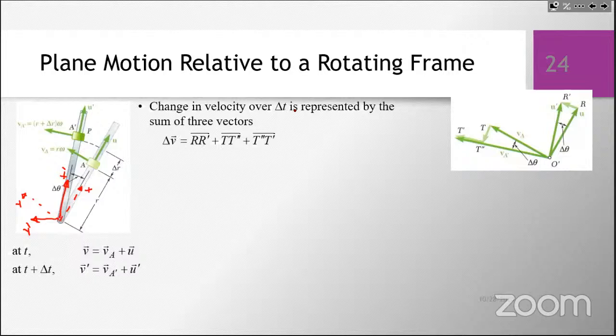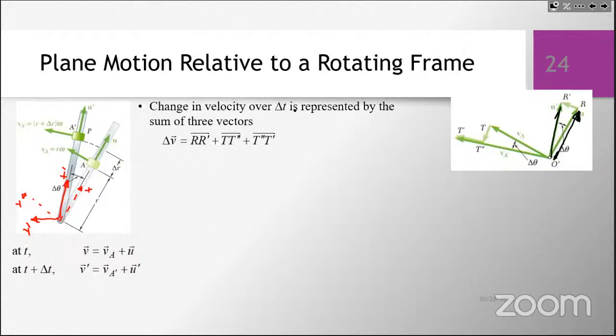Okay, so look at the picture up over here on the right. Originally, I have u, right? That vector from O prime. Let me color code this a little bit. So originally, this guy from O prime up to R, right? That's my original velocity.